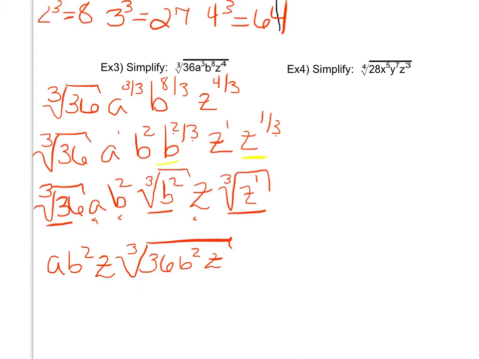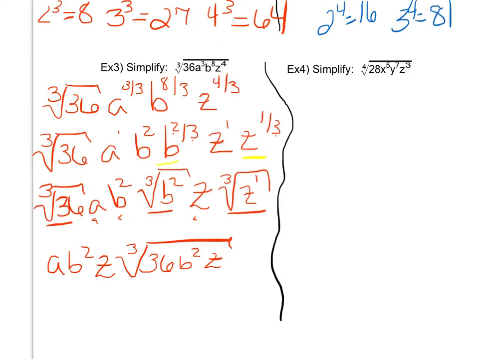Looking at the fourth example, I am simplifying the fourth root of 28 x to the 5th y to the 7th z cubed. So doing that, first thing I'm going to do is ask myself, is there any way I can break up 28? Well, I know that 2 to the 4th is 2 times 2 times 2 times 2 is 16. 3 to the 4th is 3 times 3 times 3 times 3 is 81.